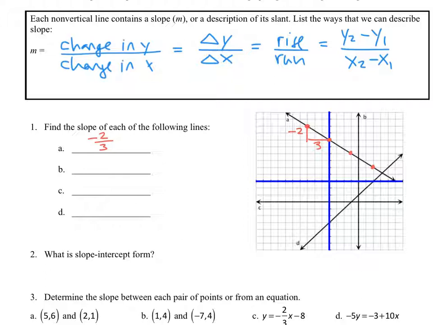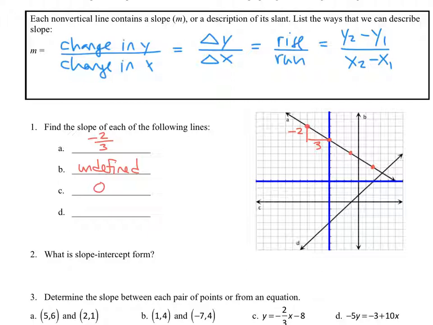In part B, we have a vertical line. The slope of a vertical line is actually undefined. It has no slope. Part C is a horizontal line, and that has 0 slope.